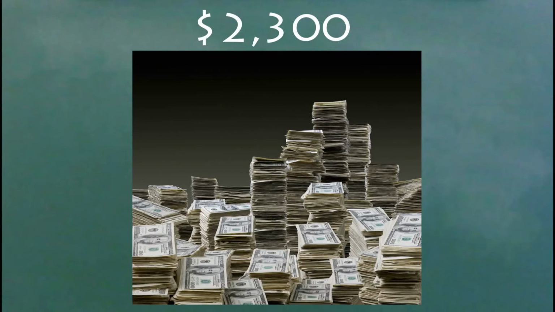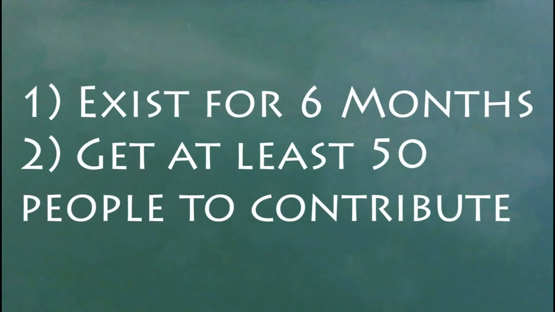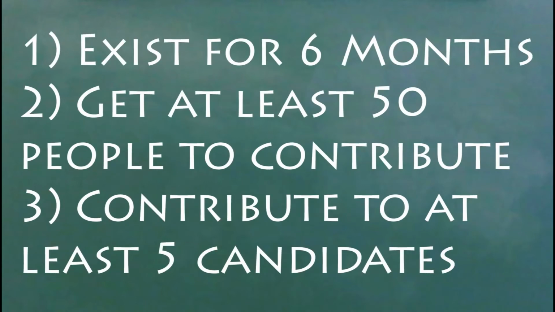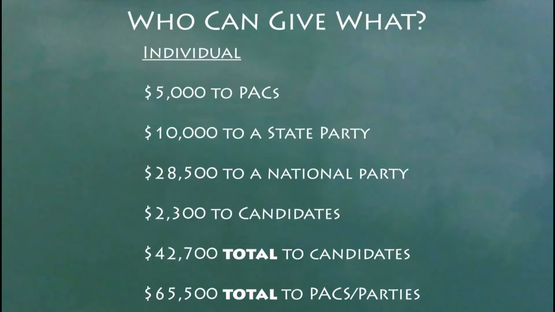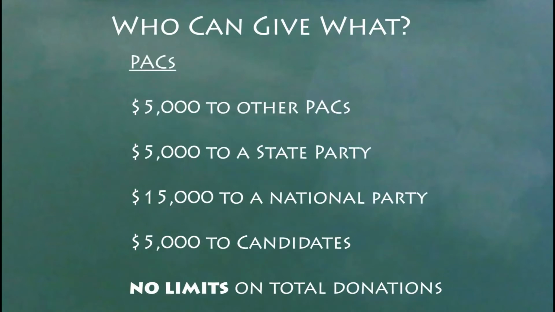Political action committees, or PACs, can be formed as long as they exist for 6 months, take contributions from more than 50 people, and contribute to at least 5 candidates, and they can give $5,000 per candidate per election. An individual can give $5,000 to a PAC, $10,000 to their state party, and $28,500 to their national party, though they can't give more than $42,700 total to candidates and $65,500 to all PACs and parties.